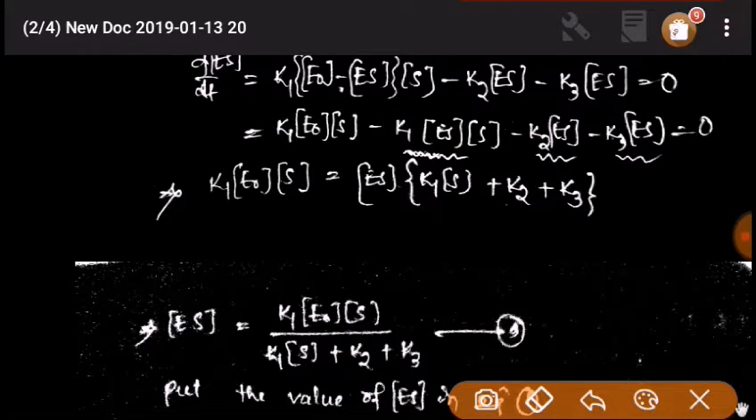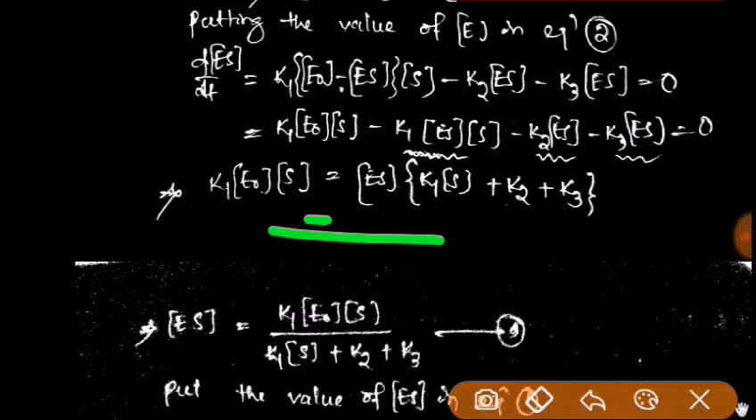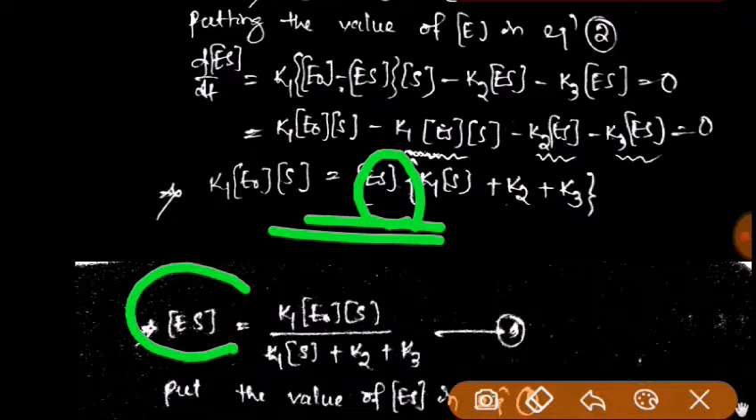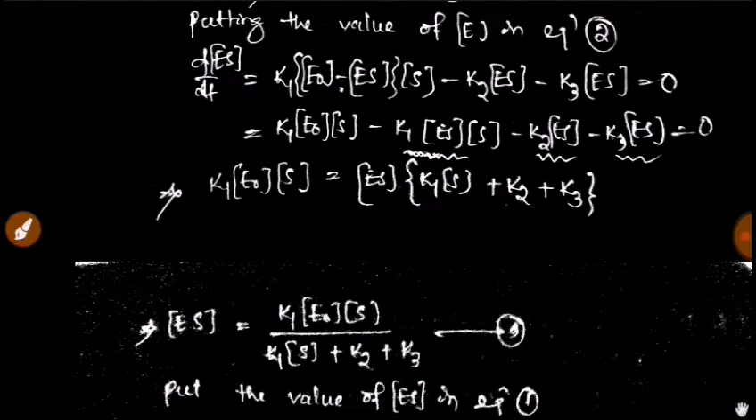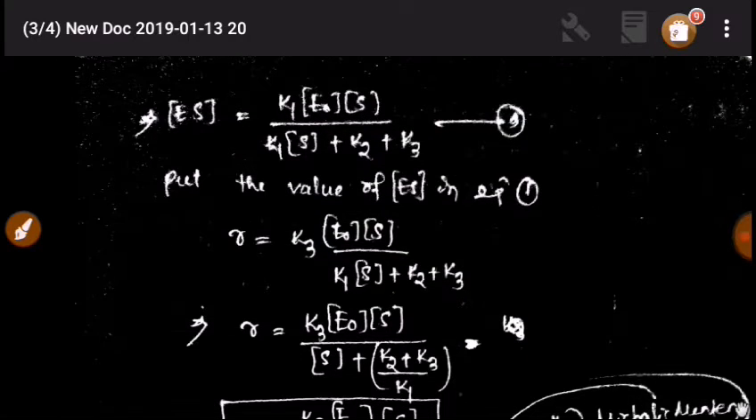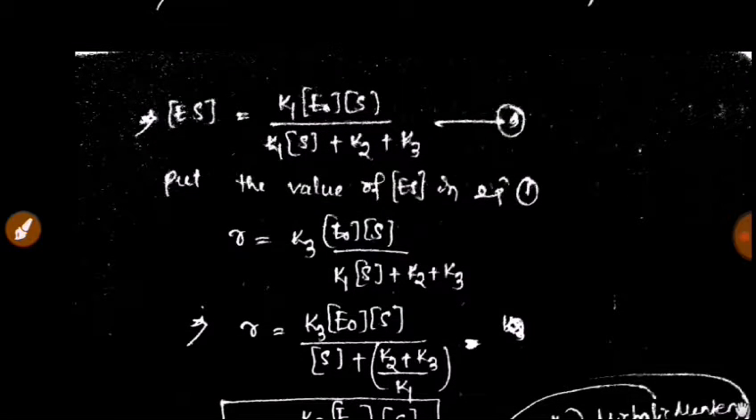Then the rate r is equal to K3 E0 S by (K1 S plus K2 plus K3). Then r will be equal to K3 E0 S by (S plus Km). Here Km is the Michaelis Menten constant, and the equation is called the Michaelis Menten equation, where Km is equal to (K2 plus K3) by K1.